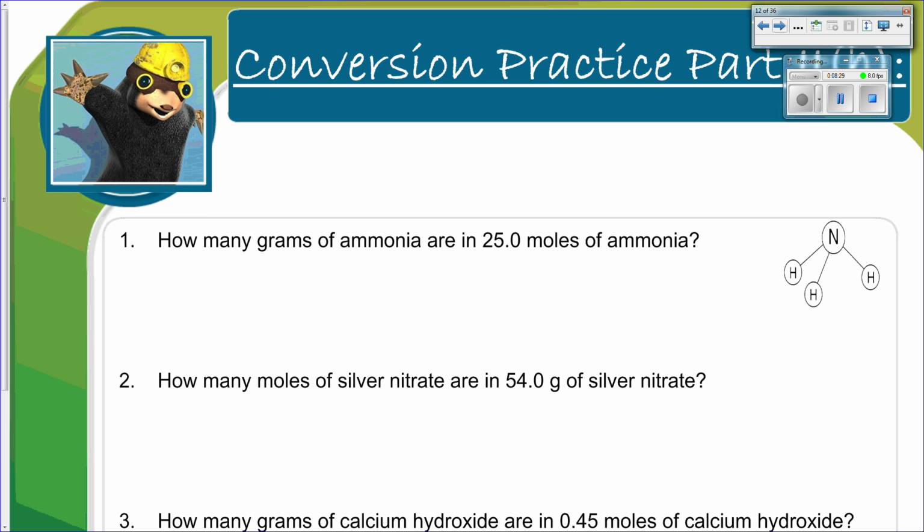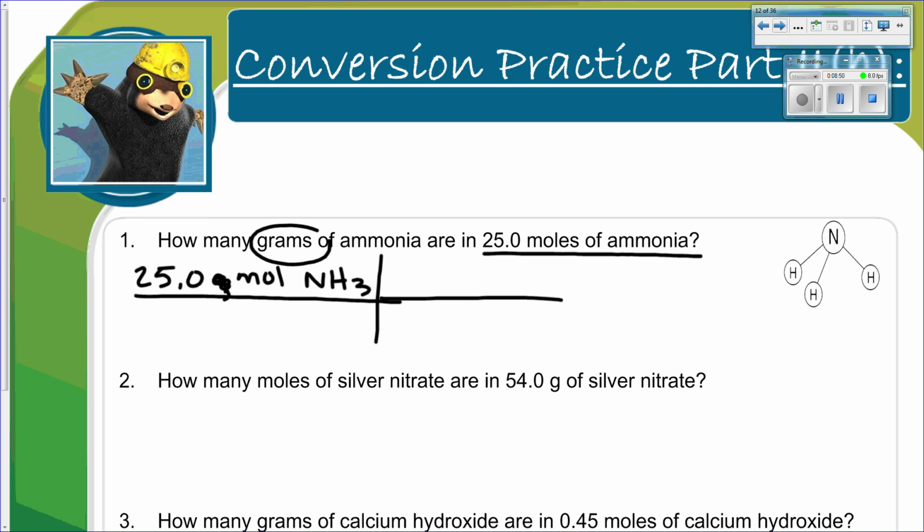So if we wanted to use this conversion practice, it says how many grams of ammonia are in 25.0 moles of ammonia. So this is what I'm given. This is where I'm going. So we've got 25.0 moles of ammonia, and you should know that ammonia is NH3.